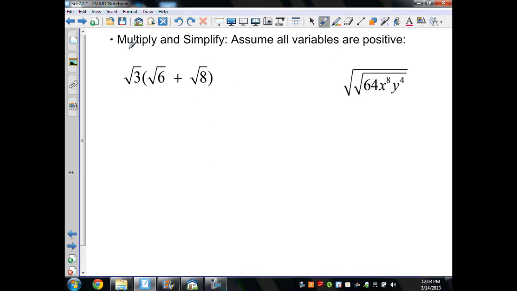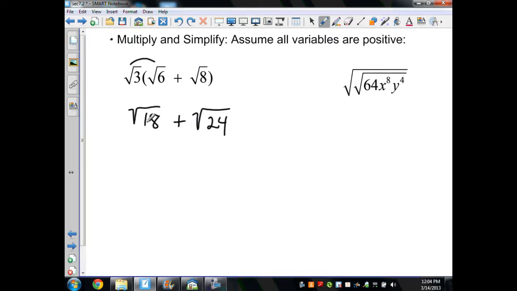Again, on this problem, I want to multiply and simplify, and I want to assume all variables are positive. Here I have a monomial times a binomial, and I know I can use the distributive property. It's my choice whether I want to simplify the interior, then distribute, or distribute first. I think I'm going to distribute first. So what I'm going to do is find the product of the square root of 3 times the square root of 6. Since the indexes are the same, I can find the product of the radicands. The square root of 3 times the square root of 6 is the square root of 18. Bring down the plus sign, because a positive times a positive is a positive. The square root of 3 times the square root of 8 is going to be the square root of 24. Again, I can perform that operation because the indexes are the same.